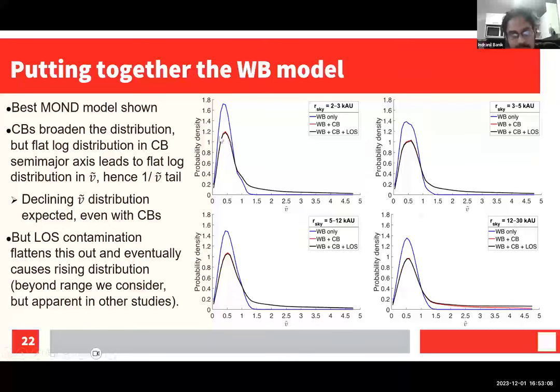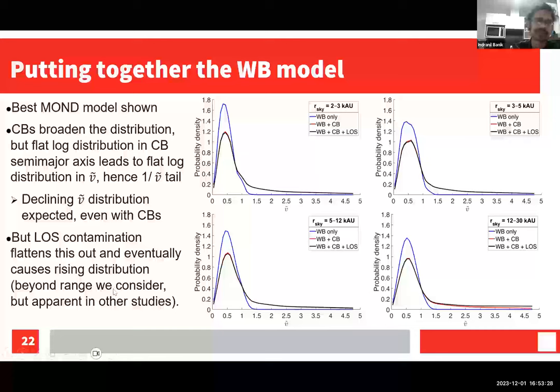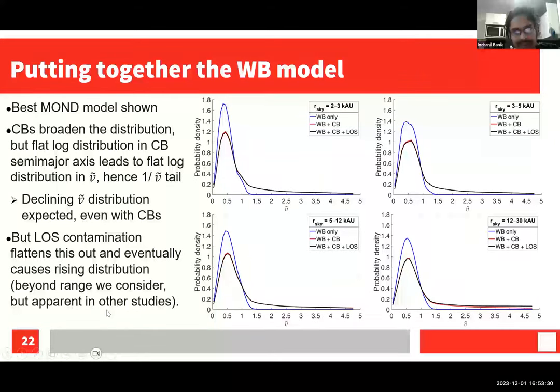But the main thing is the closed binaries obviously reduce the amplitude of the peak a lot, and they broaden the distribution, and they help us to explain the tail that you saw in the observations. Eventually, line of sight contamination would cause the distribution to start rising, which happens in some other studies, but not in the parameter range we consider.